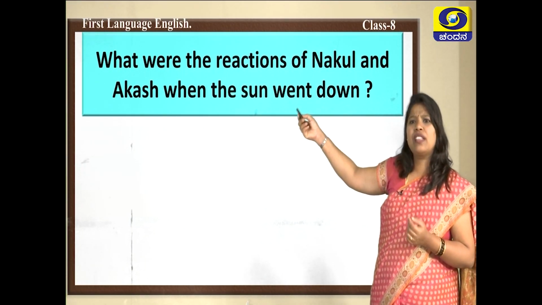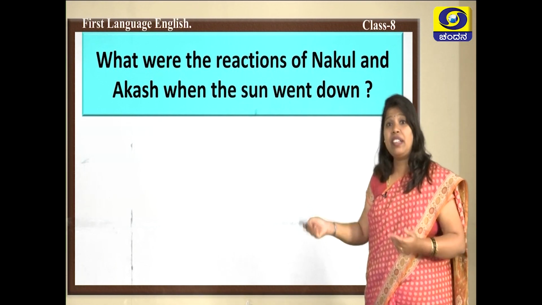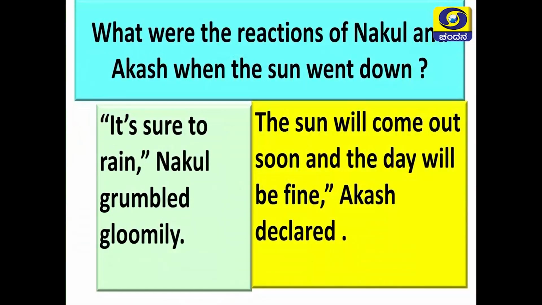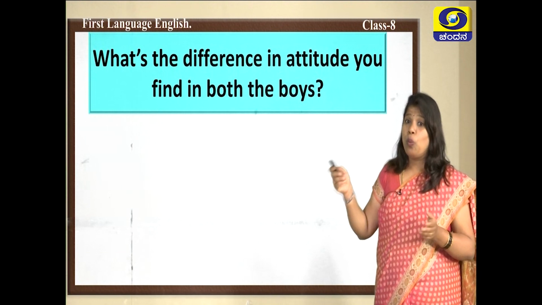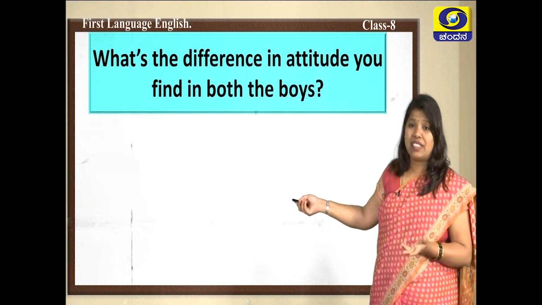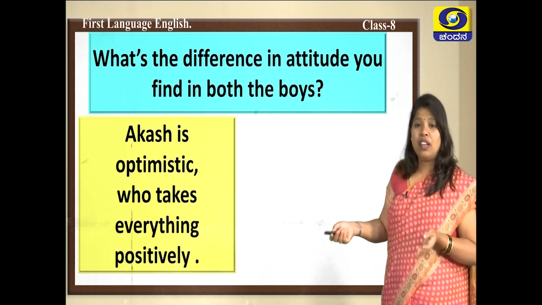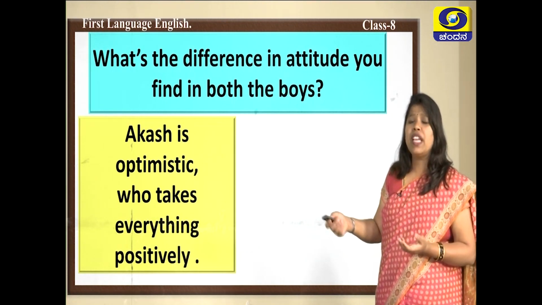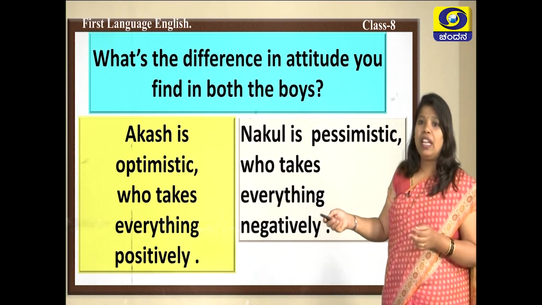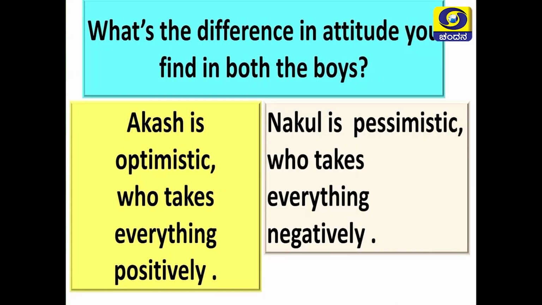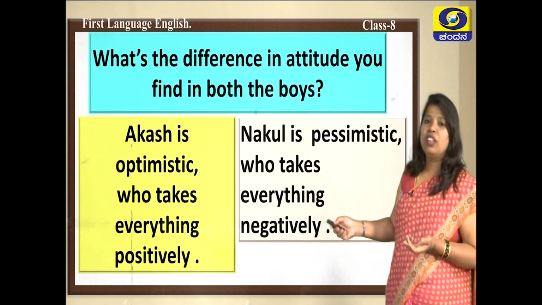Now, what were the reactions of Nakul and Akash when the sun went down? "So, it's sure to rain," Nakul grumbled gloomily. While Akash declared, "The sun will come out soon and the day will be fine." So, what's the difference in attitude you find in both the boys? You can see Akash is optimistic. He is saying the sun is going to come out. So, Akash is optimistic who takes everything positively, while Nakul is pessimistic who takes everything negatively. You are saying it is going to rain. So, this is the pessimistic attitude of Nakul.